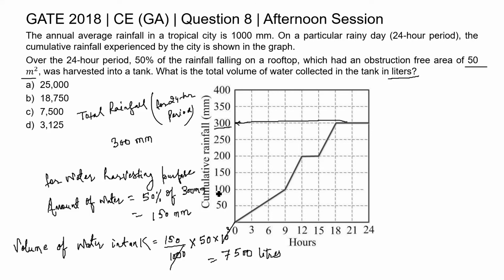So for this question, the 7500 is in option C. So option C is the correct answer for this question.